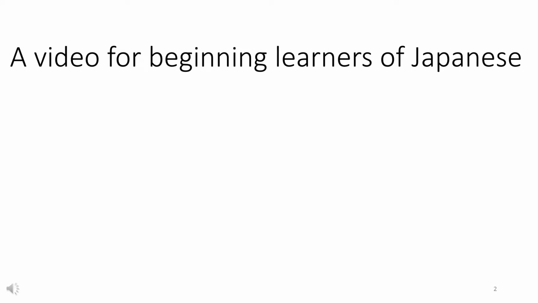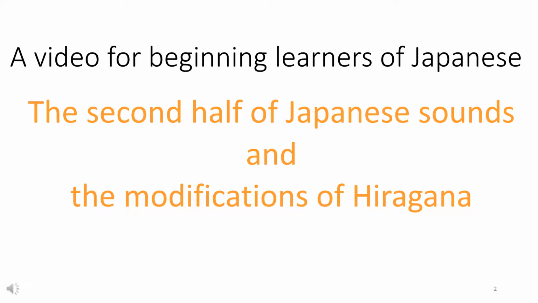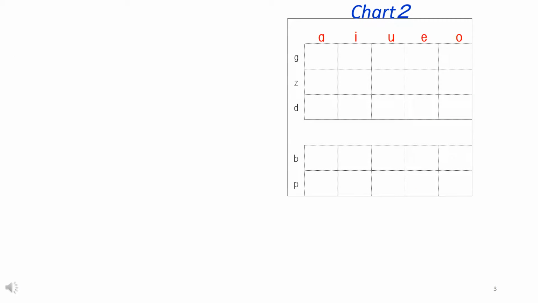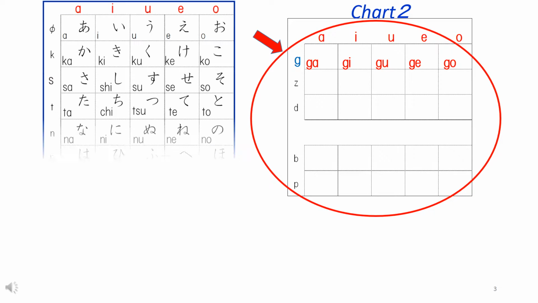This is a video for beginning learners of Japanese, which explains the second half of all the sounds you can make in Japanese, as well as the modifications of hiragana. Chart 2. This is g, g. So, ga, gi, gu, ge, go. The hiragana in chart 2 are made by adding small marks to those in chart 1.